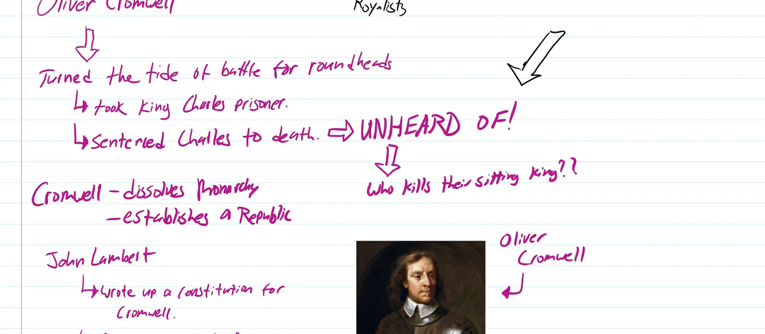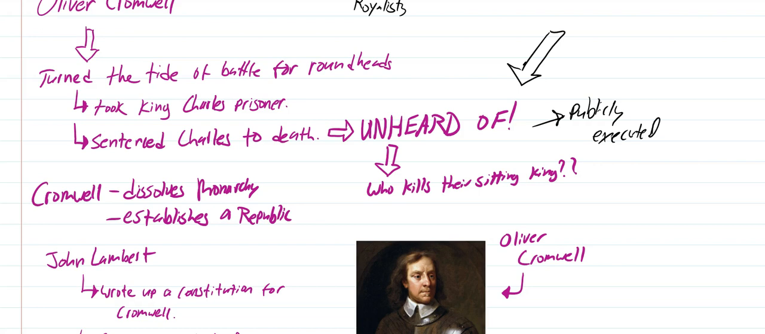Now, there are plenty of times where kings might have been killed in battle, or they might have been secretly killed, but he was publicly executed. They publicly executed their sitting monarch. And so who kills their sitting king?